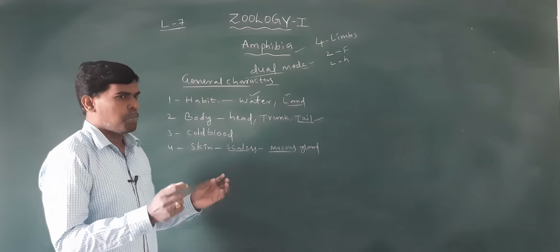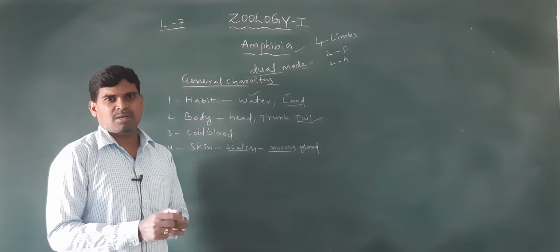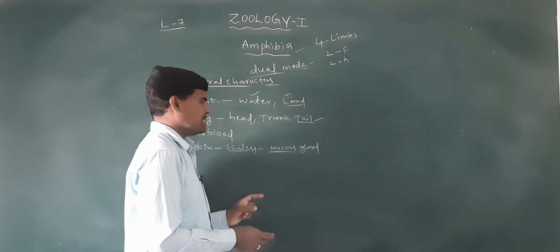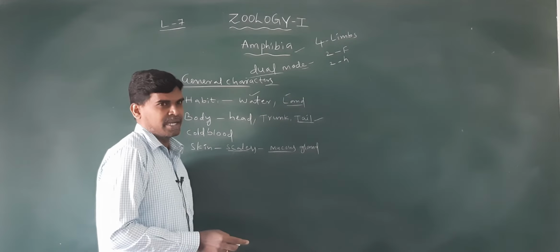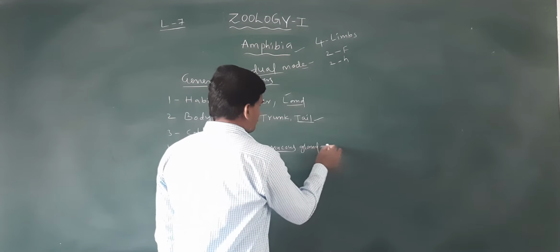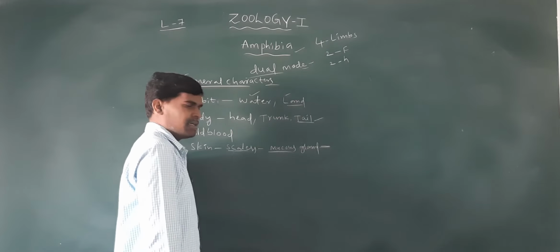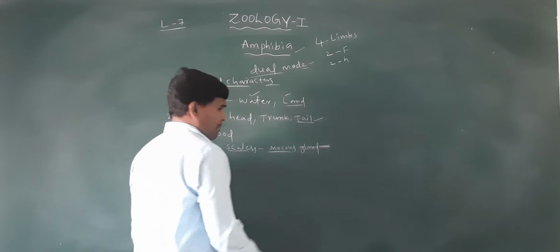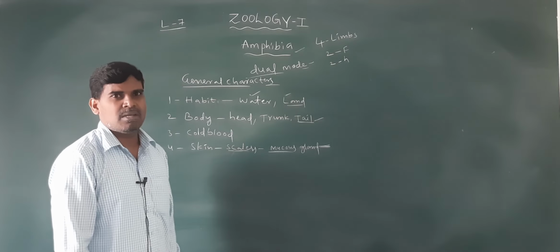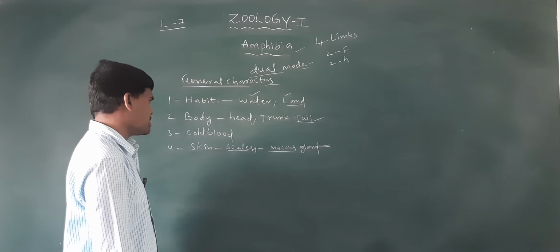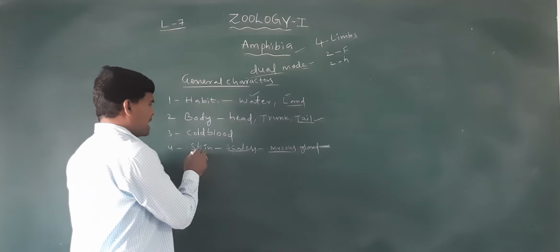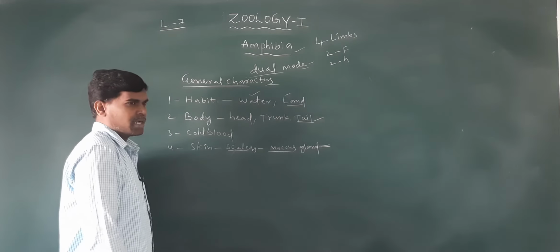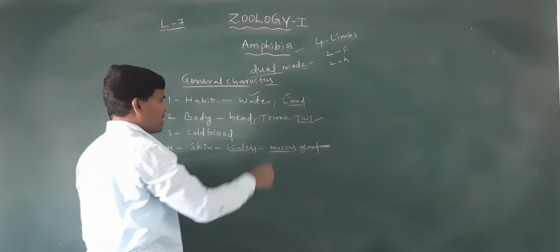Is the skin moist or dry? In some amphibians the skin is moist and in others dry. Animals with mucus glands present in the skin have moist skin; where mucus glands are absent, the skin is dry. The skin is smooth and scaleless, with several multicellular mucus glands in amphibians.